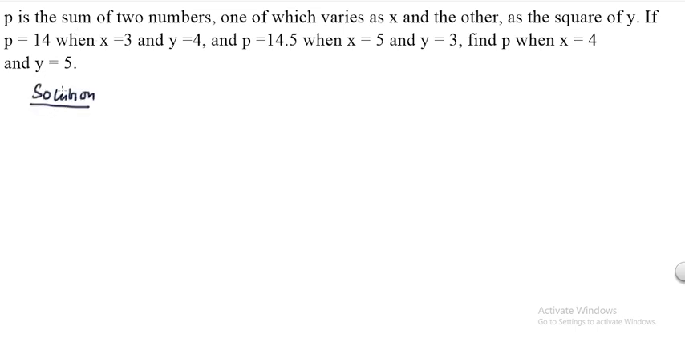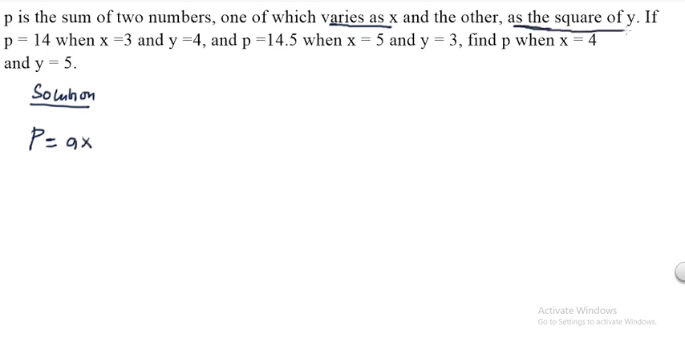Like we've been doing before, we write out the relationship for the variation. So we know that P is the sum of two numbers, one of which varies as X and the other varies as the square of Y. So we know that P here varies as X and sum of Y. We write this directly as equal to, if it varies as X, we introduce a constant along with X like we did in the other question. So that we can say the constant here is AX.